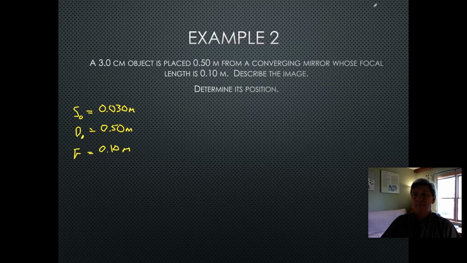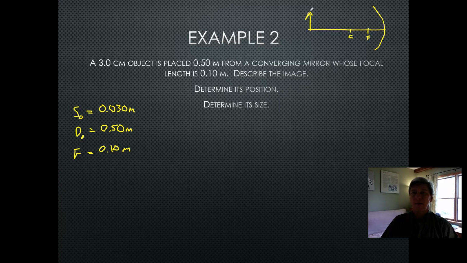All right. So again, here's my mirror. Here's going to be the principal axis. I'll put the center of curvature about here, and therefore the focal point about here. Now, if the focal point is 0.1, then the center of curvature is going to be 0.2. In this case, then, the 0.5 meter object is going to be located somewhere way out here.